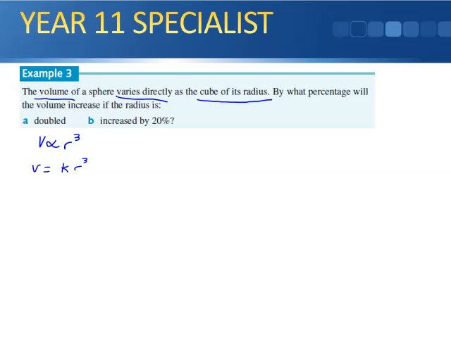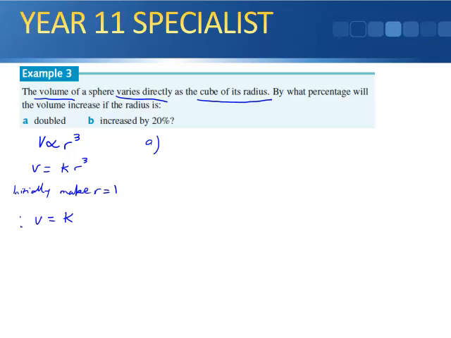Then it says, by what percentage will the volume increase if the radius is, part A, doubled and, part B, increased by 20%? Well, we need to set an initial radius. So initially we'll make radius equals 1. Okay, so therefore I get volume equals 1 cubed times k, which is just k.